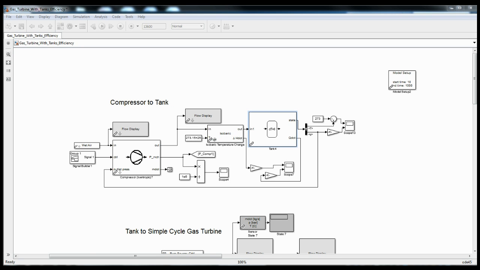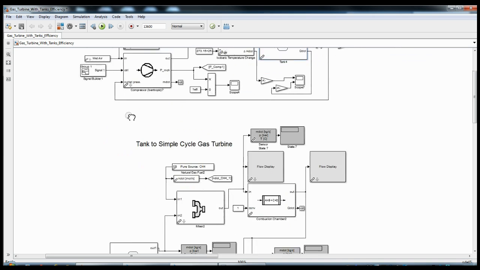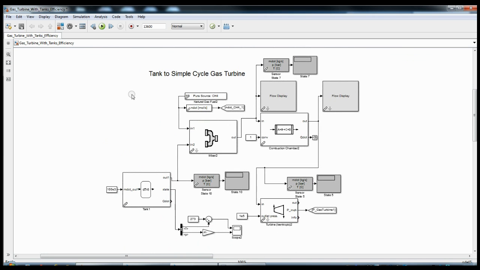So if we move on to the next generation phase, I have here a simple cycle gas turbine system where the tank itself is depressurizing, and that flow is fed into a mixer, mixing with an input of natural gas. I believe I've set 3 kilograms per second of natural gas input, but I've also optimized that based on the inlet temperature to the turbine.